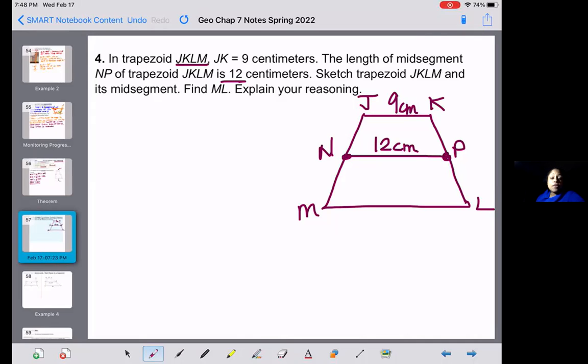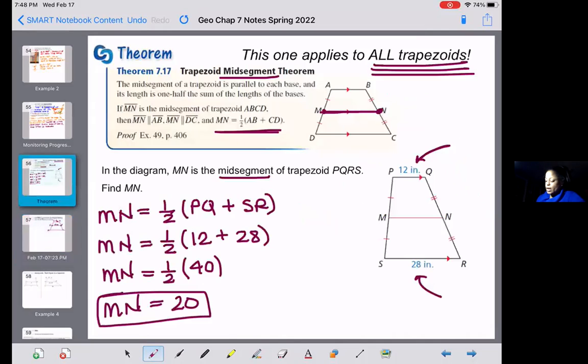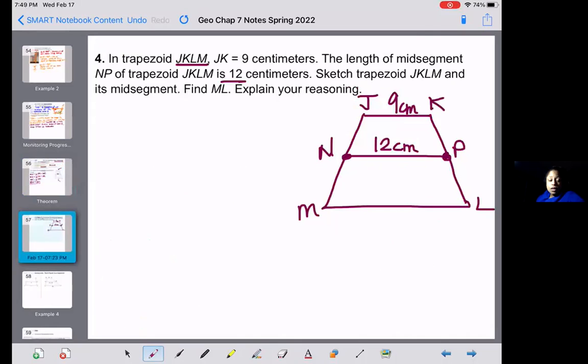Okay, so you could do a formula here, or you could count. So remember, when I did this one, I mentioned that 20 is in the middle between 12 and 28. That's what it means when you add them up and divide by 2. You're going to get something that's in the middle, right? So you could do that. That might help you on this one.